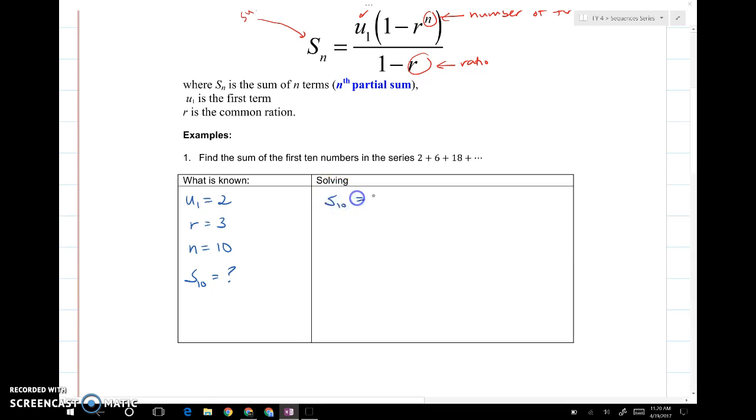So S of 10 is equal to 2 times (1 minus 3 to the 10) over (1 minus 3). Here's where people are going to have some problems entering this into your calculator. So please take a moment, pause the video, use your calculator, and see how it goes for you. Did you get 59,048? If you did, good to go to the next question.